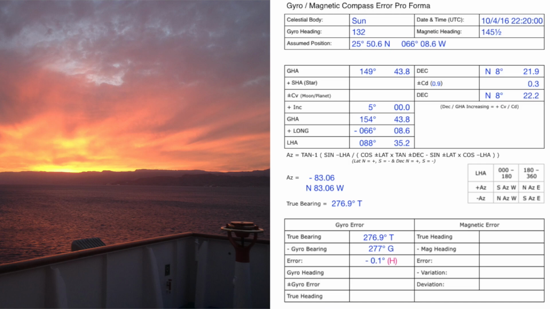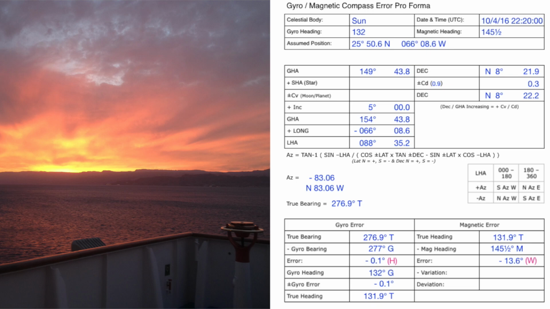Now we can work out our magnetic compass error and deviation. Remember, we noted the ship's gyro and magnetic compass heading at the time of taking the gyro error. Now we work out the ship's true heading. So we take the ship's gyro heading and add or subtract the gyro error. In this case, -0.1, which gives us a true heading of 131.9°. Now we know the magnetic heading was 145.5°. So we can subtract this from our true heading, which gives us an error of -13.6.